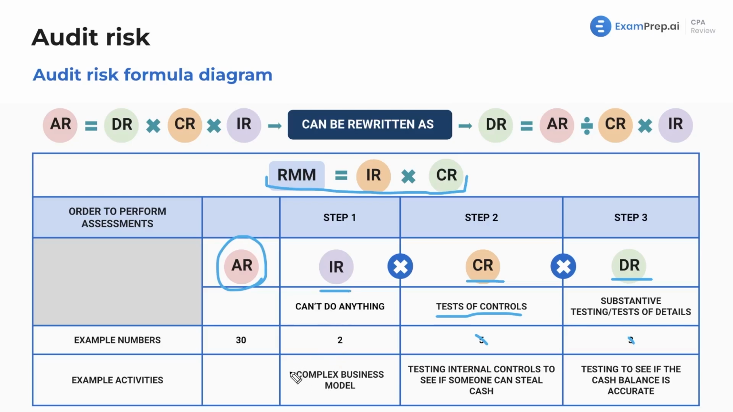What would inherent risk be? That would be a complex business model. Control risk, what would control risk be? How would you do this? You would test internal controls to see if someone can steal cash. And this is just substantive testing.